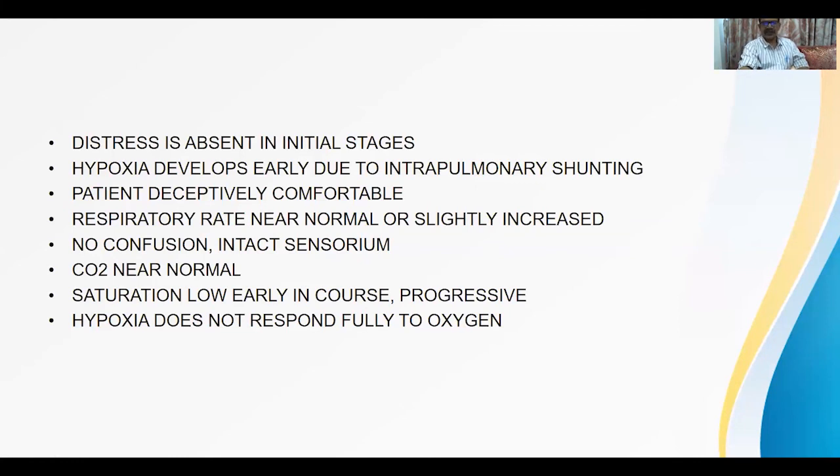Even if you give oxygen, it does not respond fully to oxygen, because the basic reason here is lack of hypoxic pulmonary vasoconstriction and intrapulmonary shunting. It is behaving like cyanotic congenital heart disease. Even if you give oxygen, it rises a little bit but doesn't become normal. So a comfortable patient, no distress, no tachypnea, early hypoxia, responding poorly to administered oxygen. This is the hallmark of this P type.